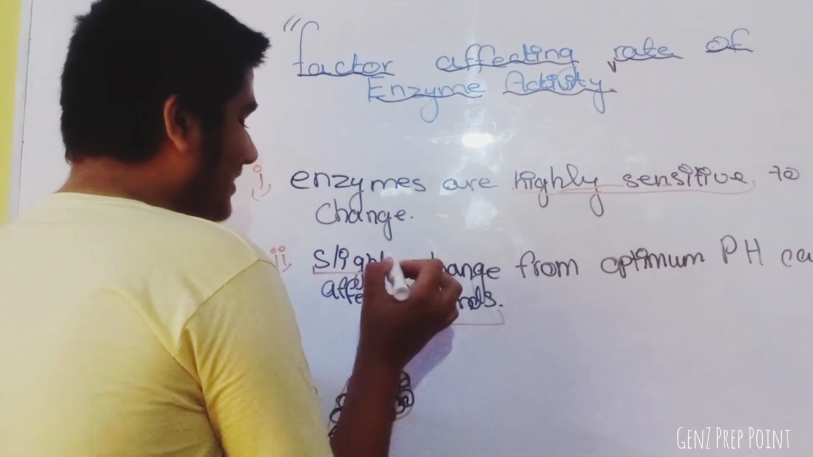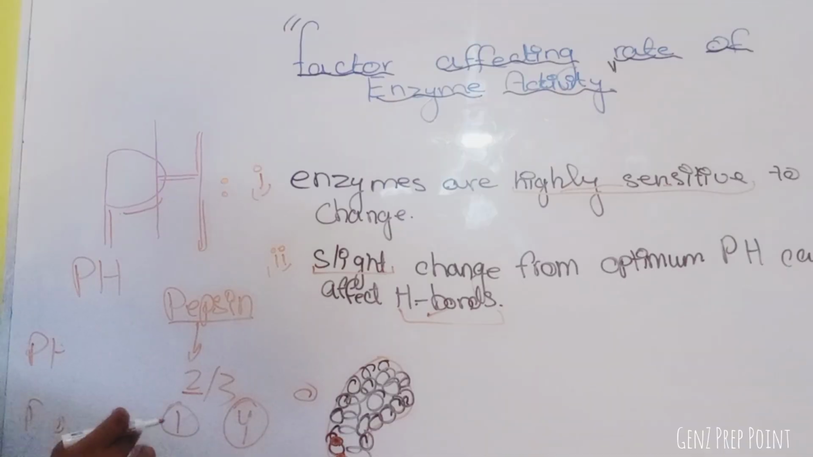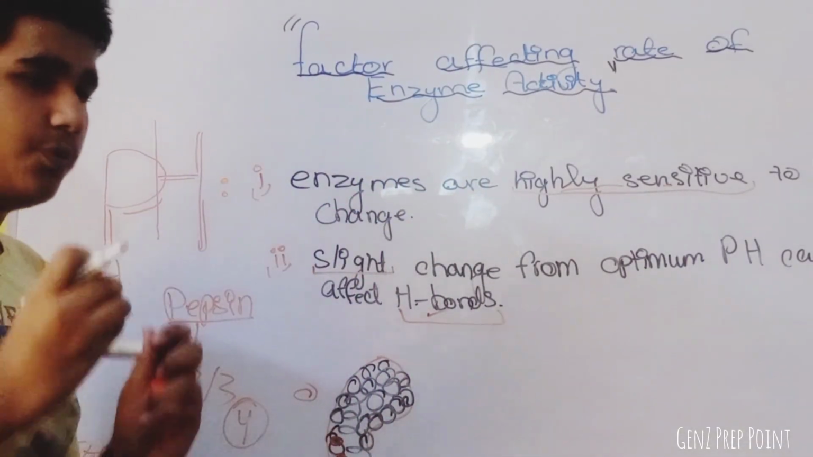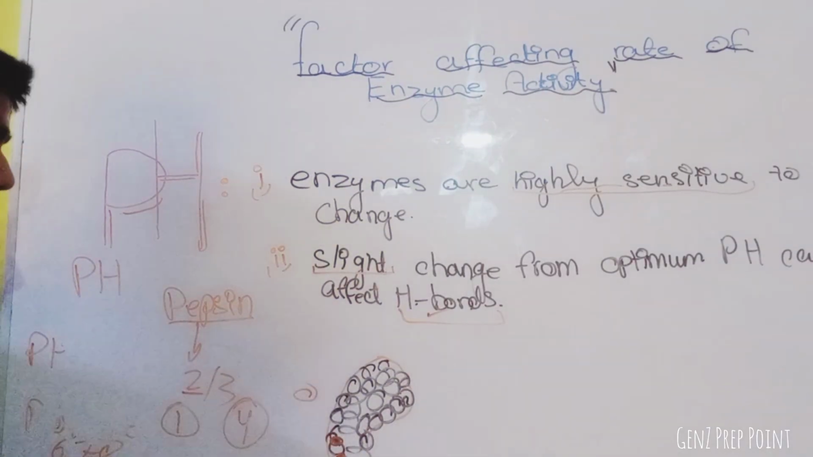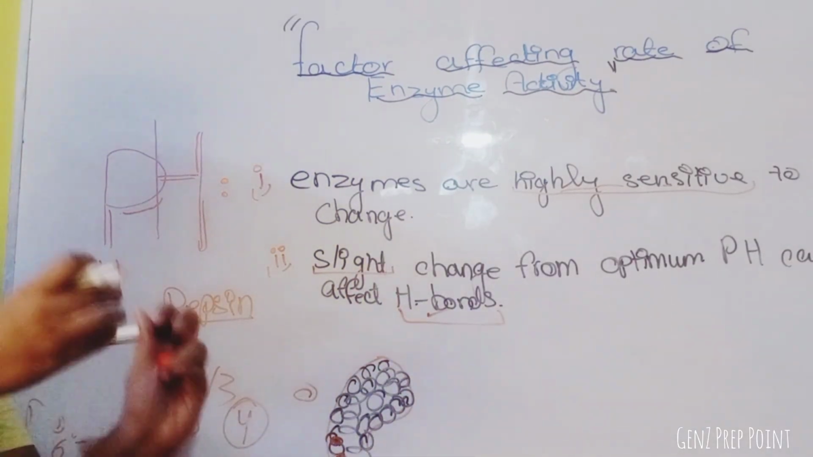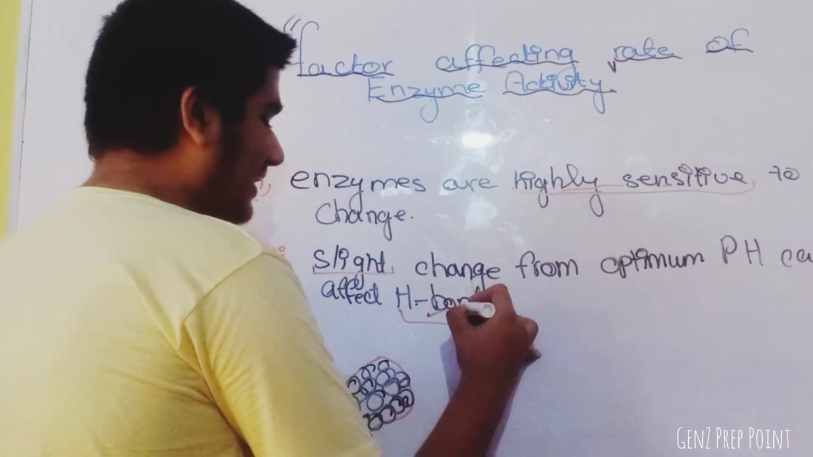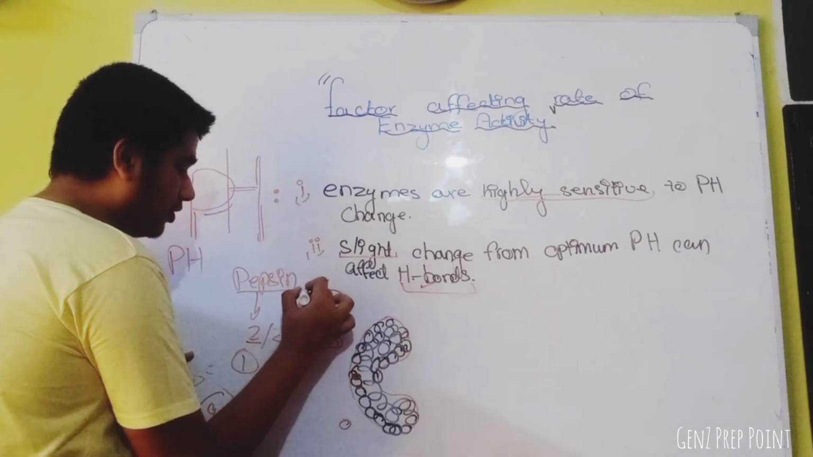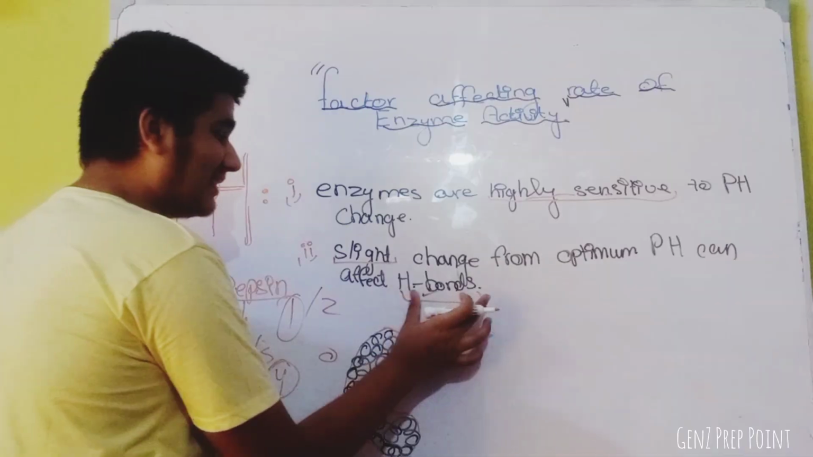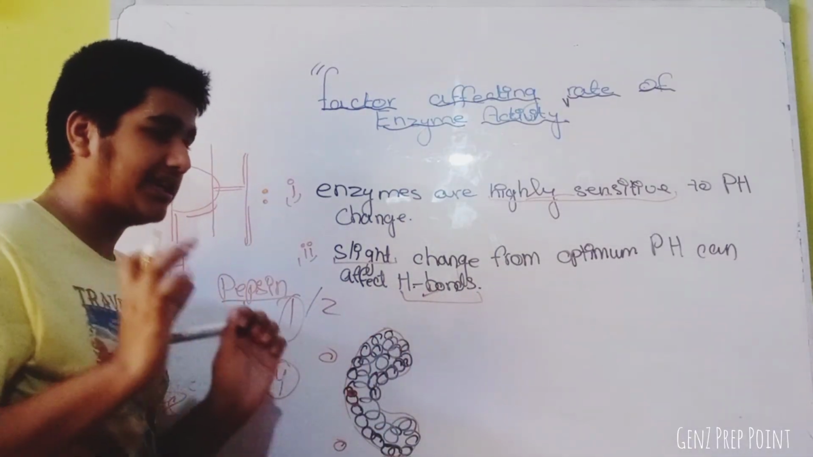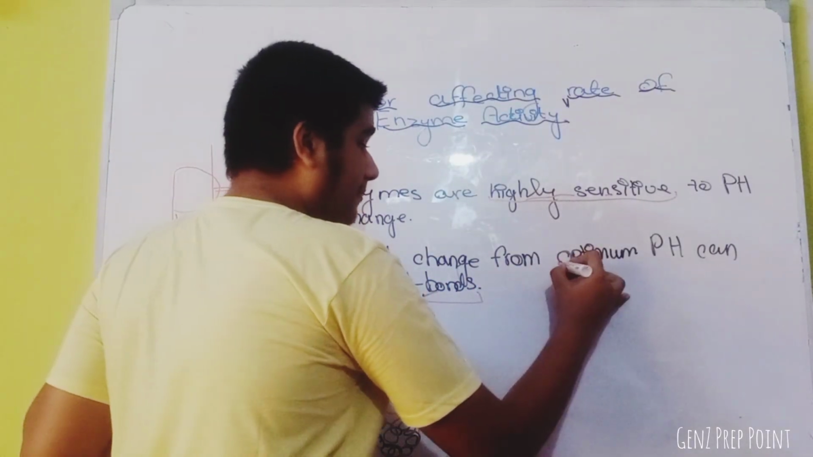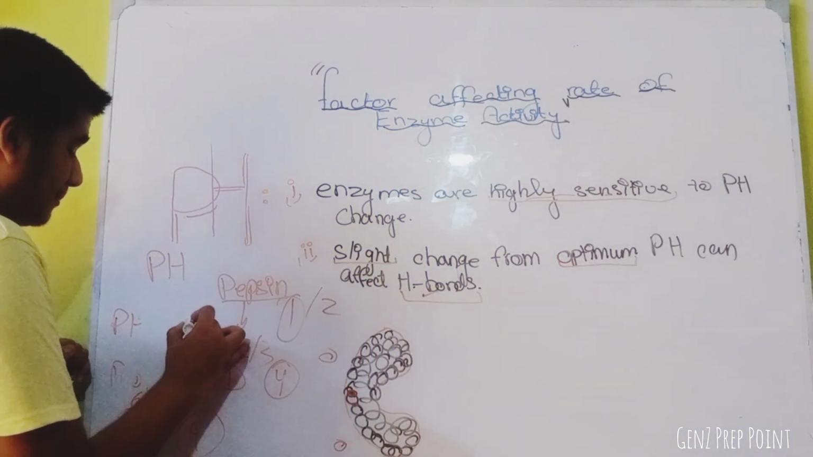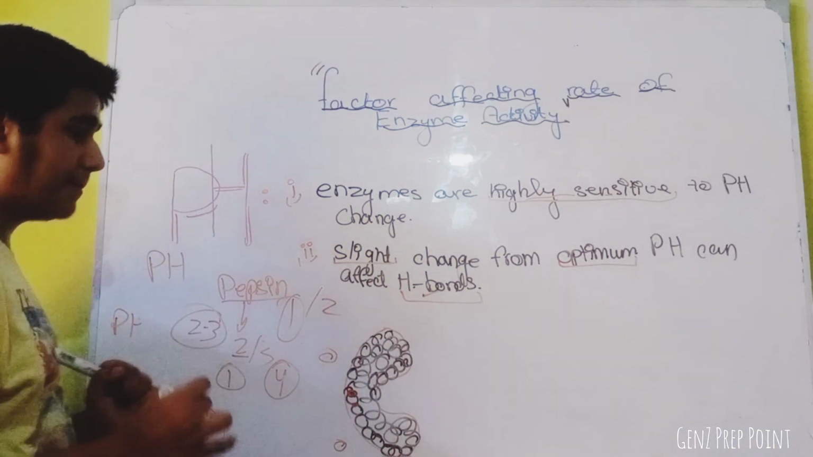Now what do I mean by slight change? I told you that even dropping 1 level of pH, like dropping from 2 to 1, can affect the enzyme activity. How? It can affect the hydrogen bonds. If we decrease it from 2 to 1, it will affect the hydrogen bonds that keep the proteins together. From optimum, what is the word optimum? I told you pepsin has the pH of 2 to 3. This is the optimum level.